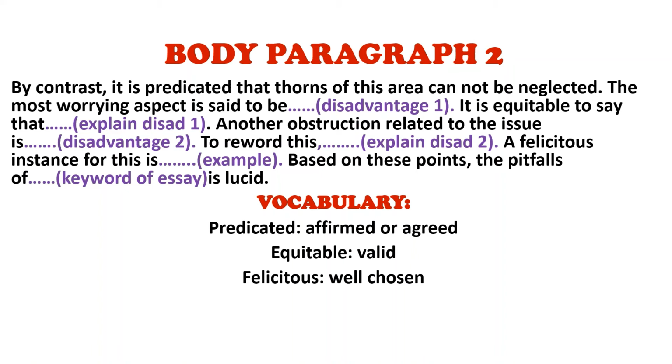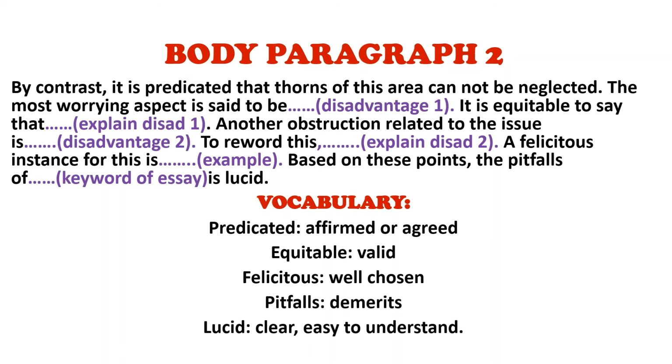A felicitous instance for this is, felicitous means well chosen, an apt illustration, a very particular specific example. A felicitous instance for this is your example. Based on these points, the pitfalls, that is the negatives, the hindrance, the hiccups of learning art is elusive. Elusive means clear. It's very clear and easy to understand. So this is our second body paragraph, which says about the disadvantages, again with all the 4 criteria which are necessary for good bands.